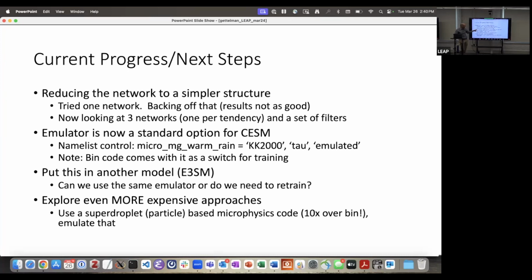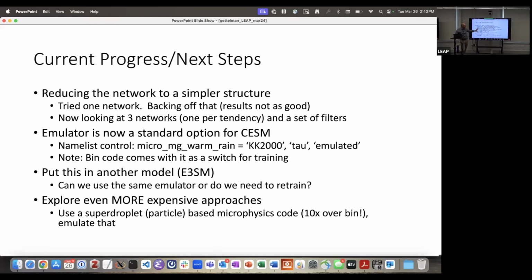The big news is that we've now got this all in as a standard option for CESM. There's actually a namelist parameter for this. Actually it's micropumas_warm_rain. KK2000 is the original parameterization. Tau runs the bin code. You can use that for training. Emulated runs the emulator. So the nice part is also the bin code comes with it, so you can always retrain it. It's easy to generate the training data.